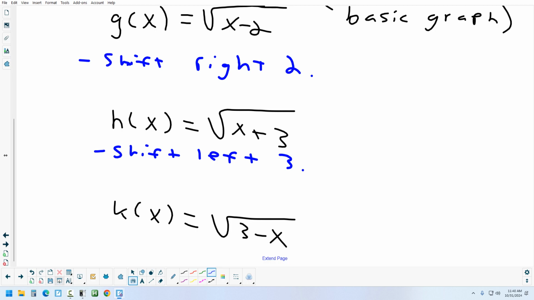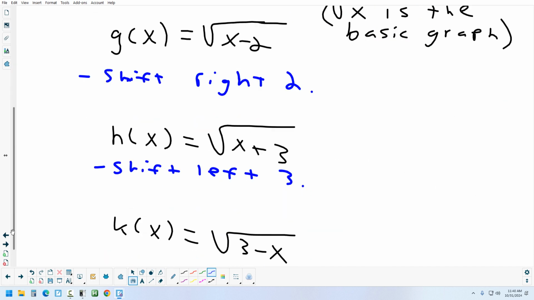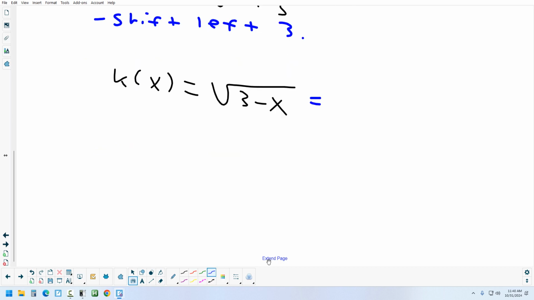Now, this one, we need to fix it first. That is not written in the standard format I showed up above. How would you fix this one? So it's more like what I wrote up above. Yeah. Negative x plus 3. Yeah, so let's think of it as the square root of negative x plus 3.